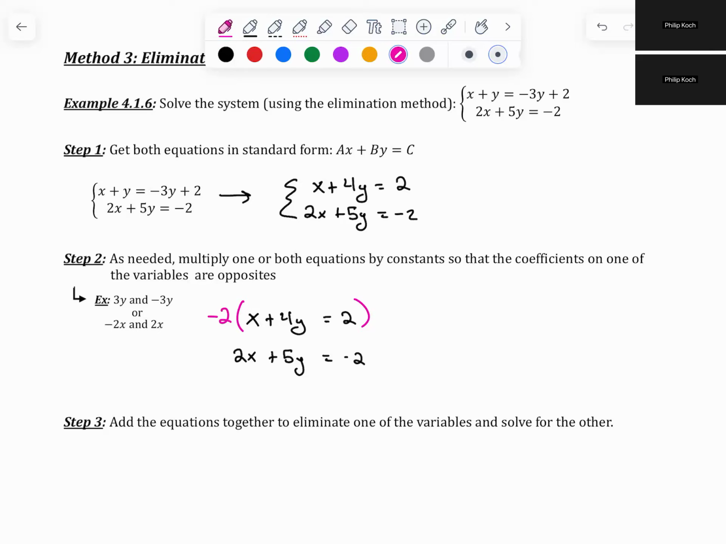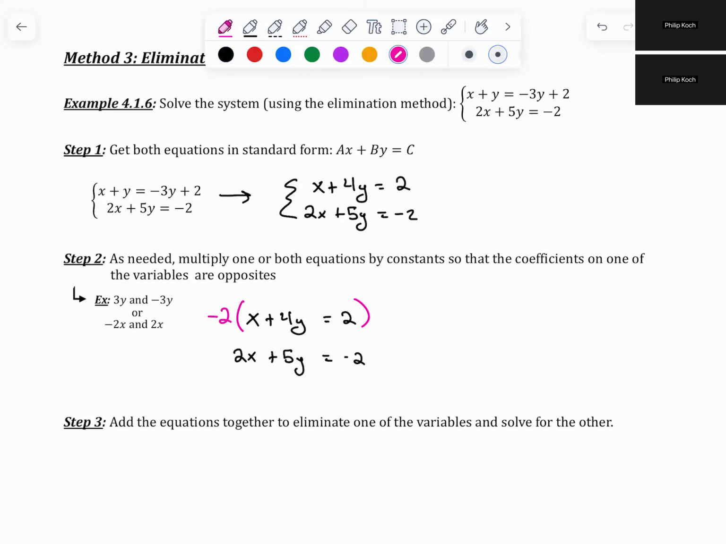As a little pro tip, I highly recommend having an extra pen with you, like a colored pen, so that you know that this needs to be applied to the entire equation. That's why I've put it in pink on both sides to remind myself that everything is going to get multiplied by -2.